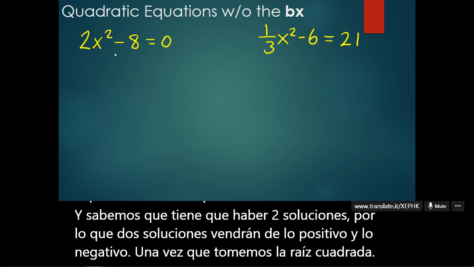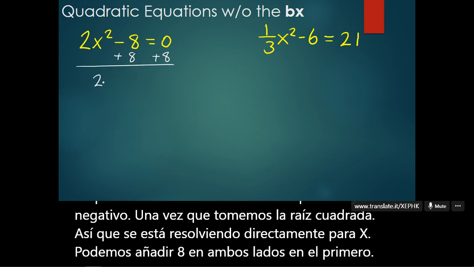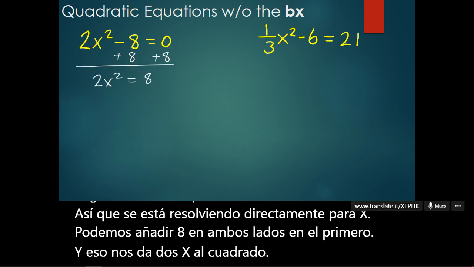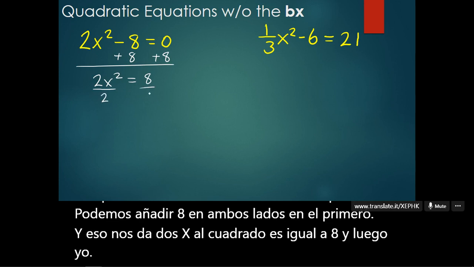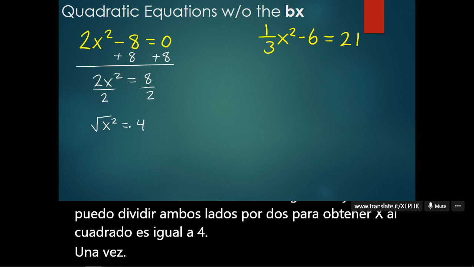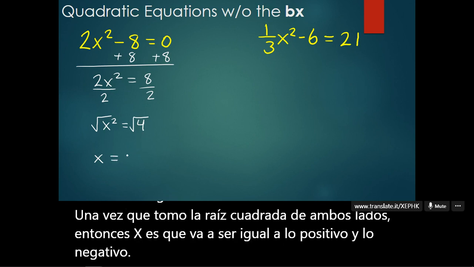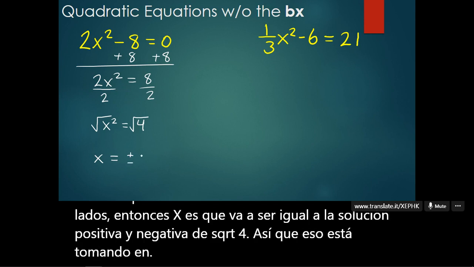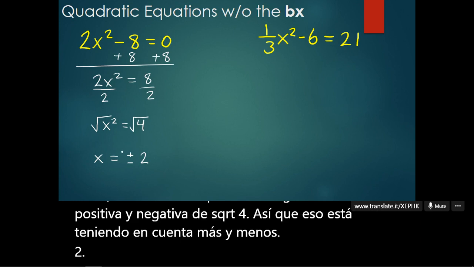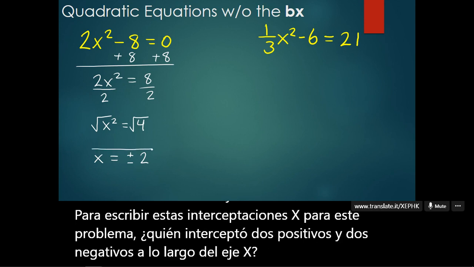So just solving straight up for x, we can add 8 on both sides on this first one, and that gives us 2x squared is equal to 8. And then I can divide both sides by 2 to get x squared is equal to 4. Once I take the square root of both sides, then x is going to be equal to the positive and the negative solution of the square root of 4. So that's taking into account plus and minus 2. All right. These x-intercepts for this problem will intercept at positive 2 and negative 2 along the x-axis. So this would be my answer.